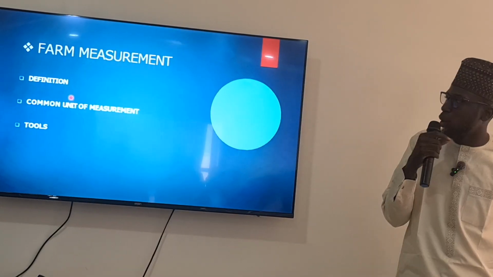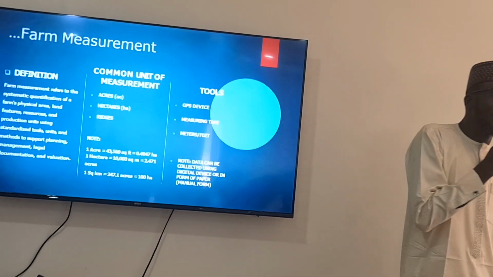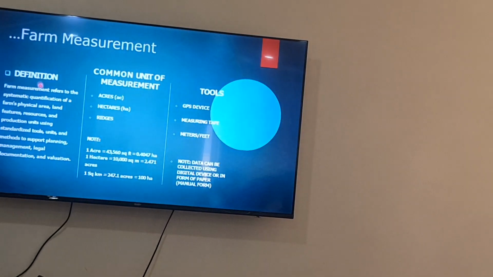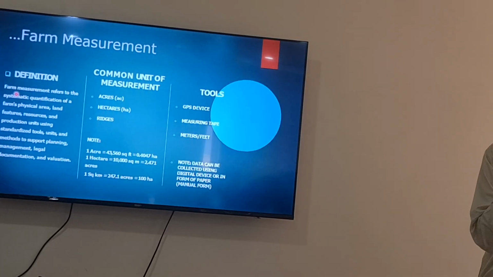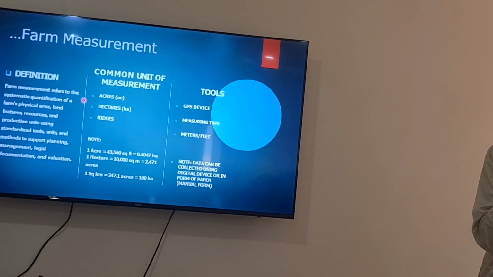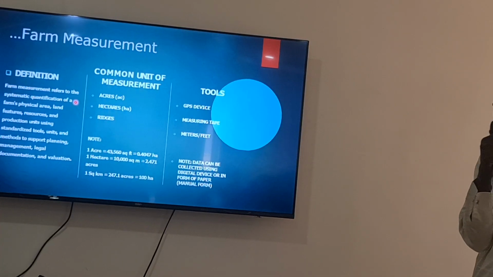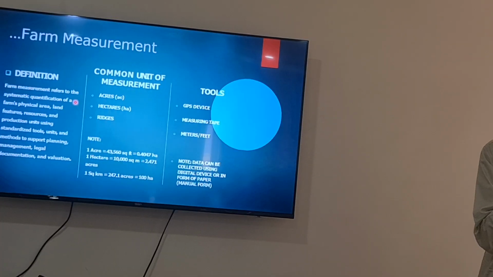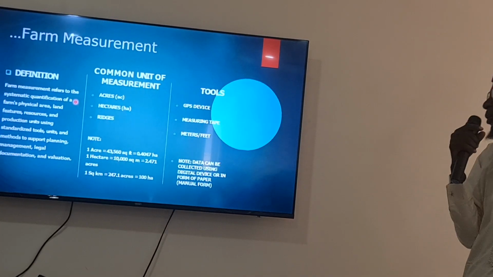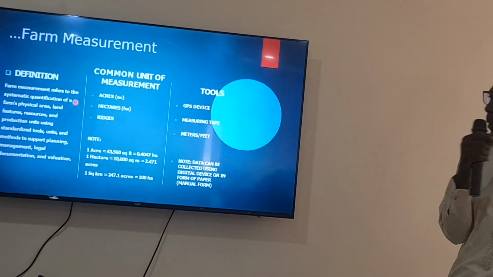Okay, move to another one. Farm measurement. We know farm, we know measurement. Sometimes you can say farm, we can also refer to it as plot. Because if we say farm in agricultural settings, even they are also farms. So here we can say farm measurement as plot measurement.